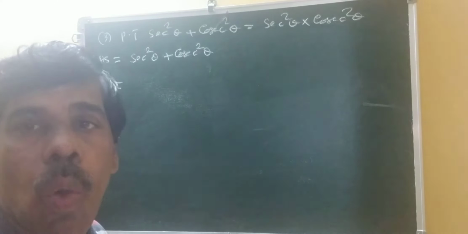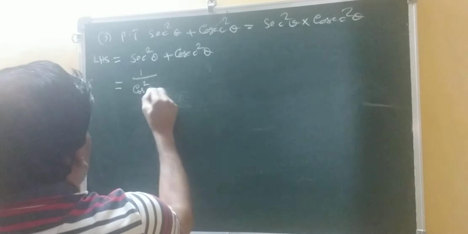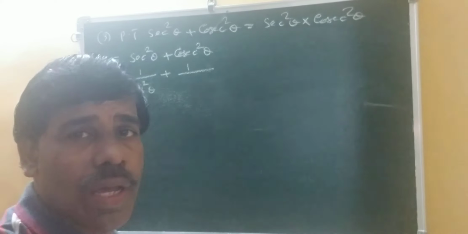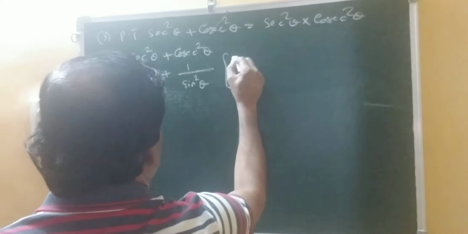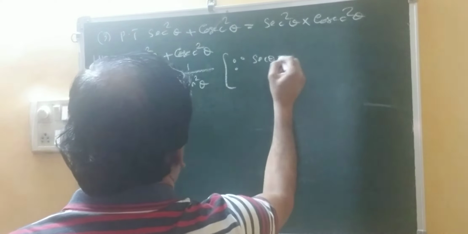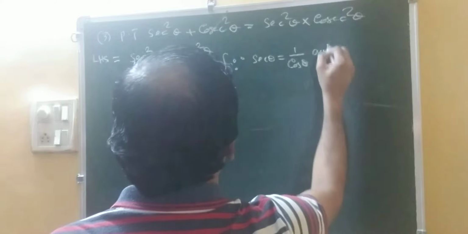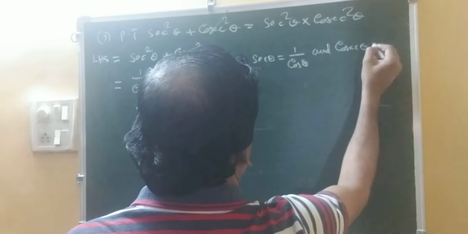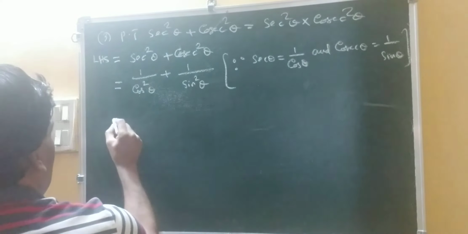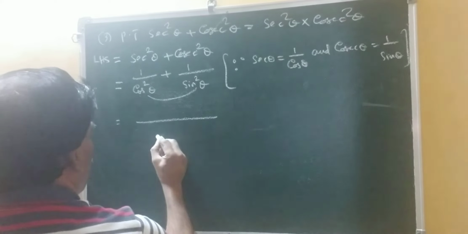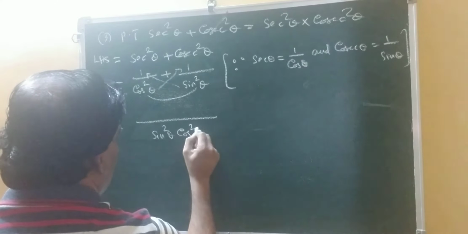What is sec theta? 1 upon cos theta. So it is 1 upon cos square theta. What is cosec theta? 1 upon sin theta. So it is 1 upon sin square theta. Reason I will write sec theta equal to 1 upon cos theta and cosec theta equal to 1 upon sin theta. Now we will take LCM. LCM means what? We have to multiply. So sin square theta into cos square theta.